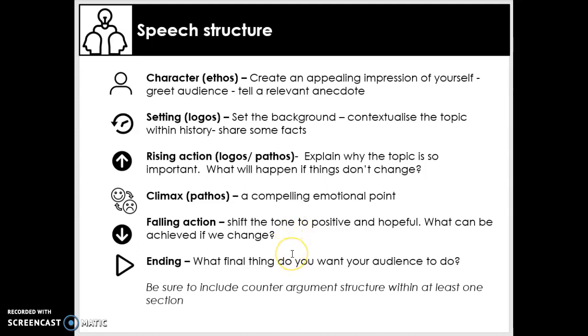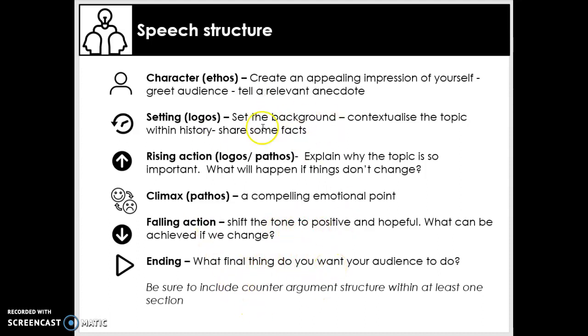And then the ending, again, I think the ending needs to be short, and it's your chance to set out what you want your audience to actually do. If we're going to achieve a change from a world which is being destroyed by pollution, and we want to shift to a world in which nature is restored, what do you want your audience to actually do?